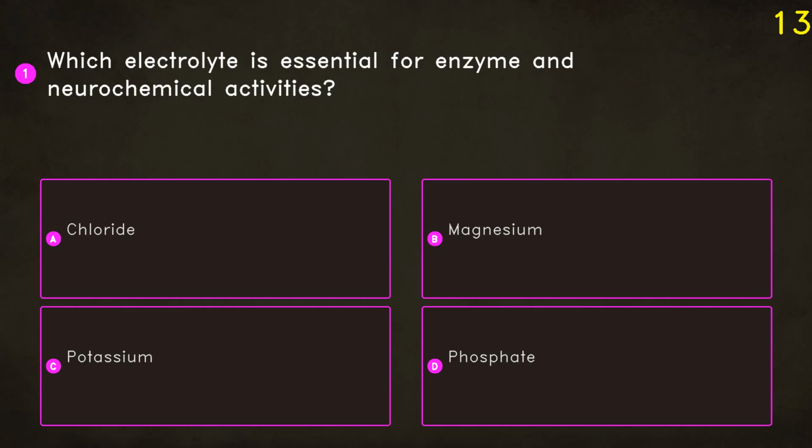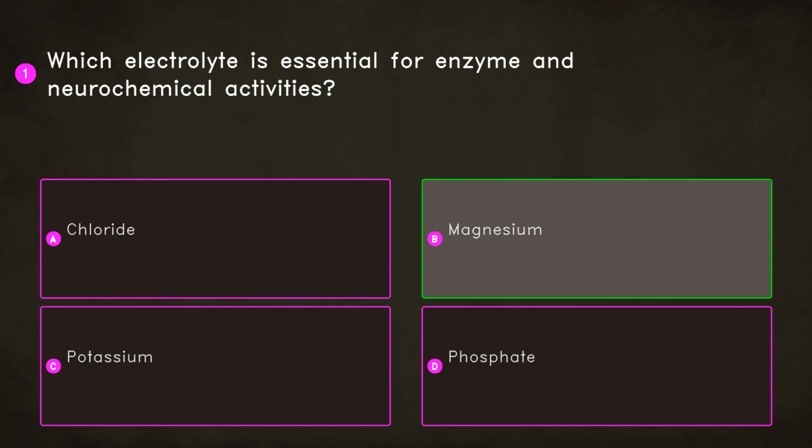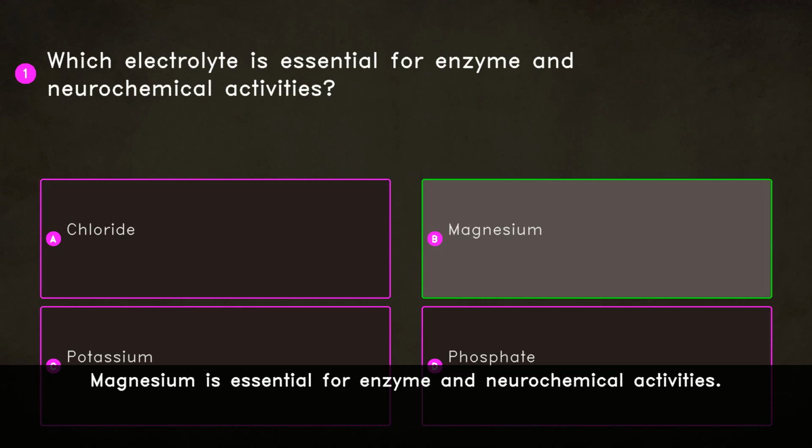Question 1. Which electrolyte is essential for enzyme and neurochemical activities? A. Chloride. B. Magnesium. C. Potassium. D. Phosphate. The correct answer is magnesium. Magnesium is essential for enzyme and neurochemical activities.